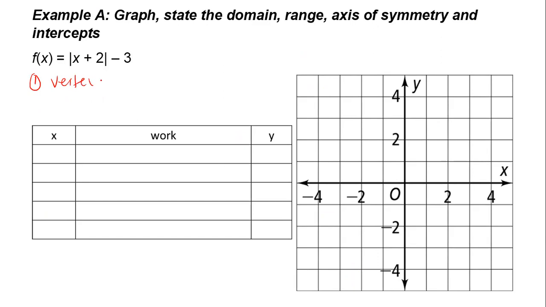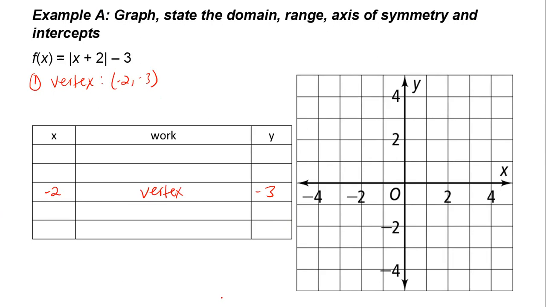What is our vertex? -2, -3. Remember, x's are liars. Okay. So that is our starting point. That is going to be the center of our table. So we're at -2, and that's because it's the vertex, and its output is going to be -3.